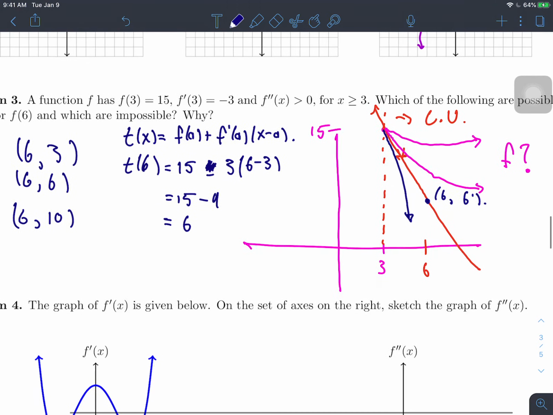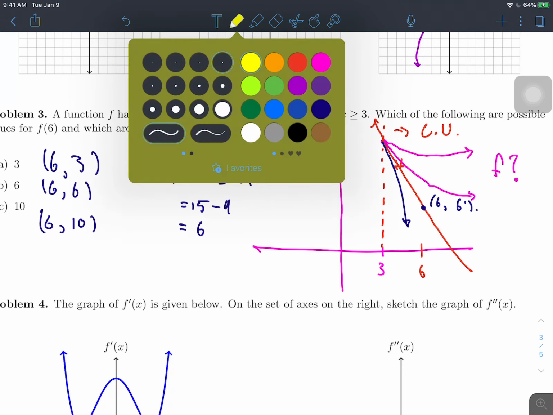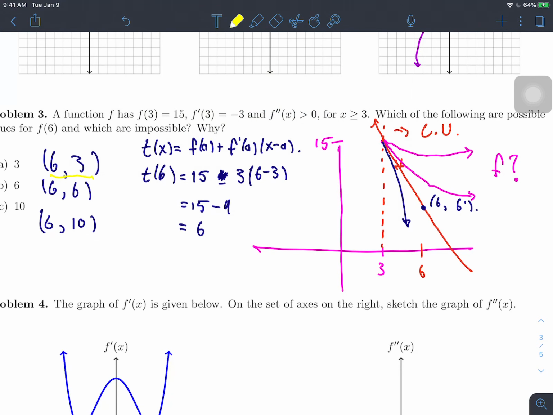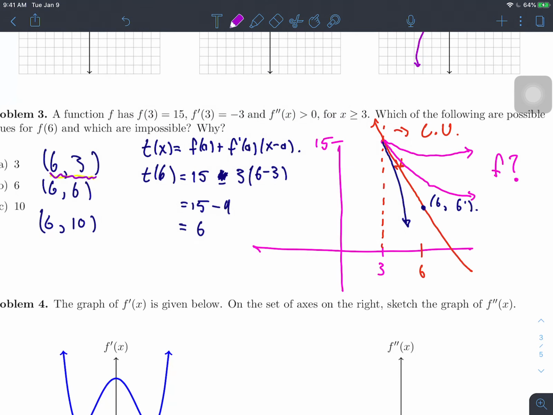And they're asking us, can we pass through (6, 3)? Well, if I were to put (6, 3), that doesn't show up well, does it? We'll put (6, 3) in as a purple point. That's this point right here. Do we think our graph can pass through that point?